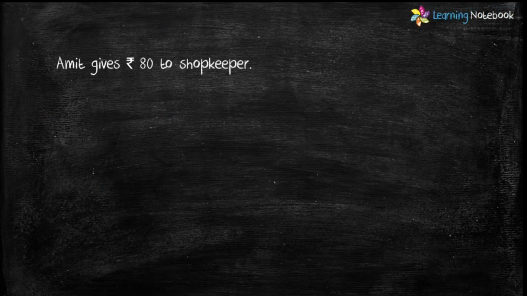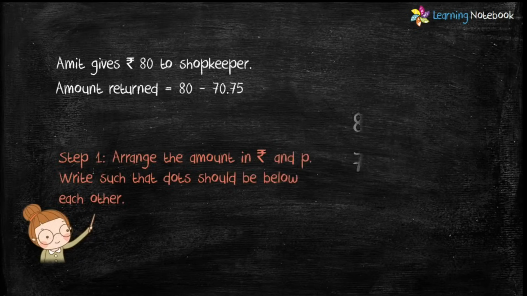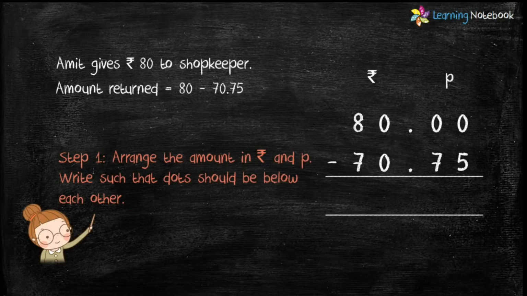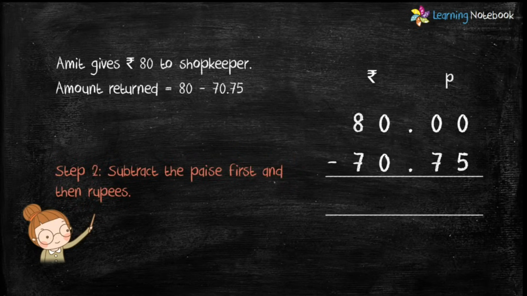Now Amit gives 80 rupees to the shopkeeper and we have to find the amount returned by the shopkeeper. So we will subtract 70.75 from 80. Let's arrange in rupees and paise columns. And again students, dots should be below each other. Now subtract the paise first and then rupees.